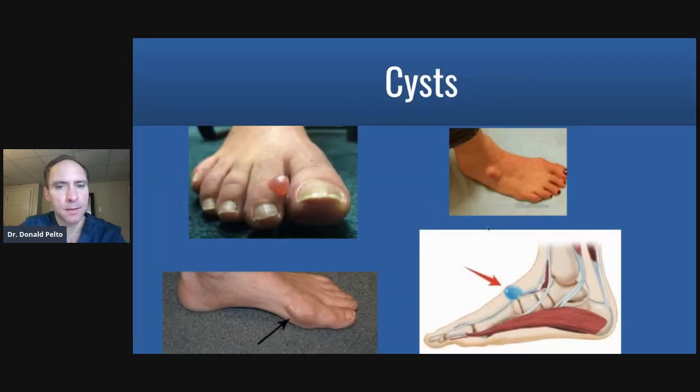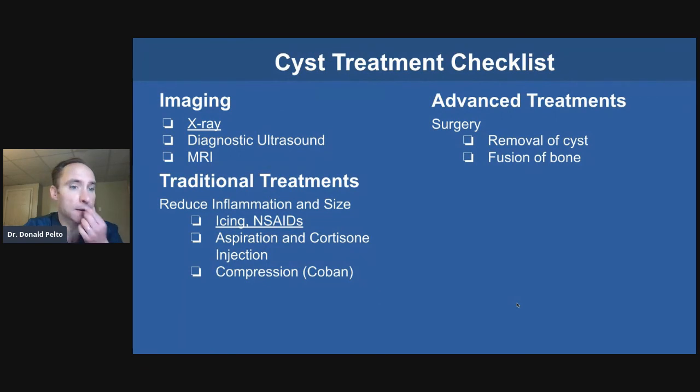Cysts, these happen in different areas on the toes. They usually come from either a tendon sheath or a joint. I usually get an x-ray, and I'll put a little metallic marker when I do it, so I can see exactly what joint it's coming from. I'll do icing and anti-inflammatories. And then I will aspirate. If you feel comfortable, you can aspirate, pull out the liquid, and then I do compression with 1-inch Coban or 3-inch, depending on where it's on the foot.